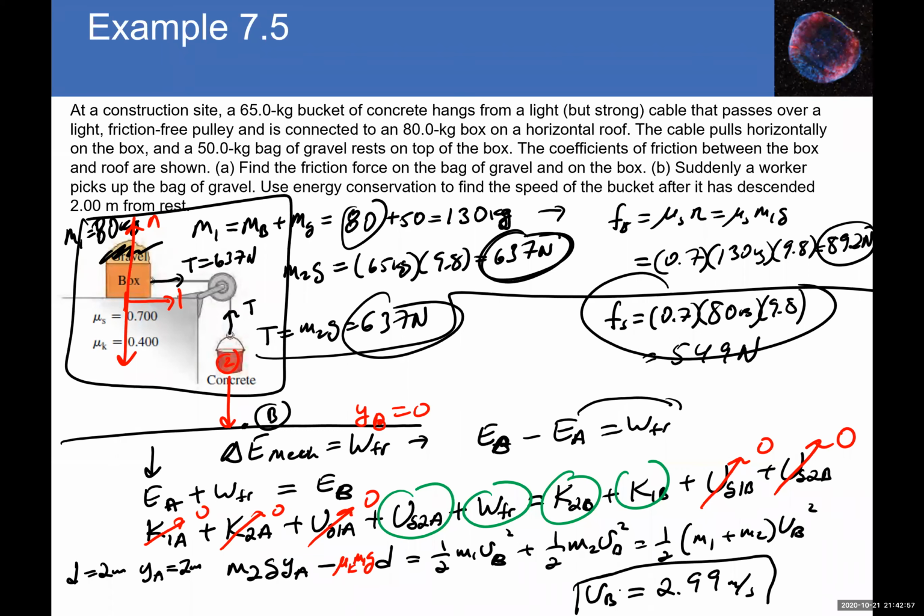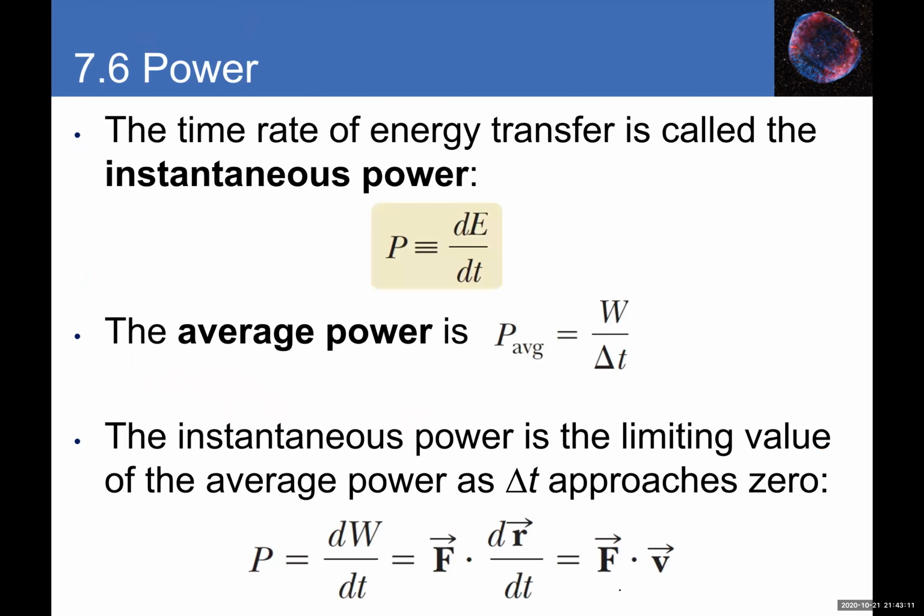All right. So you can see, this problem you can do using the energy approach or using Newtonian dynamics and kinematics. To me, if you really understand this, if you're able to digest this, it's actually simpler. The last thing we have in this chapter is the rate at which we transfer energy. So let's say we transfer energy or energy changes.